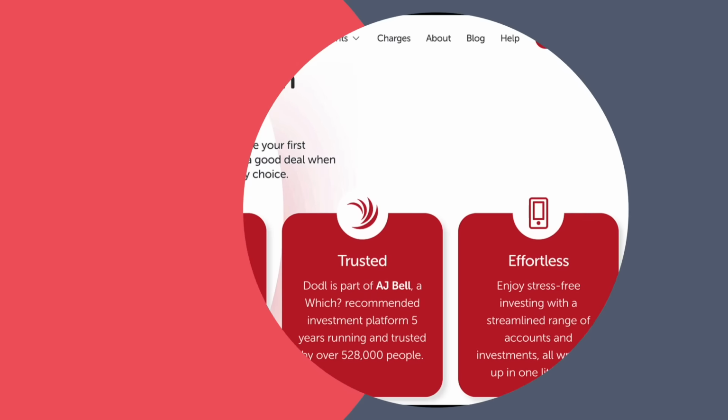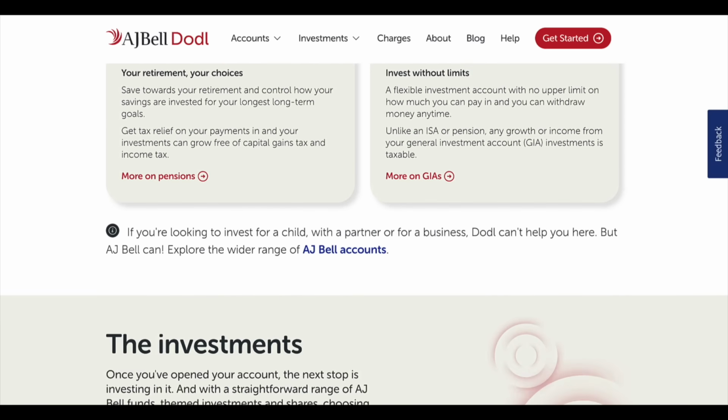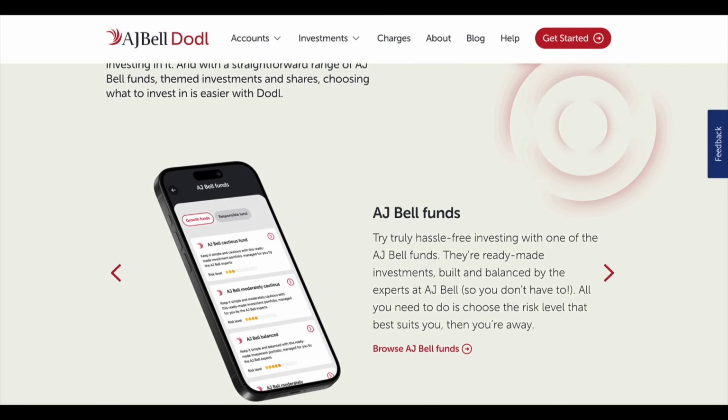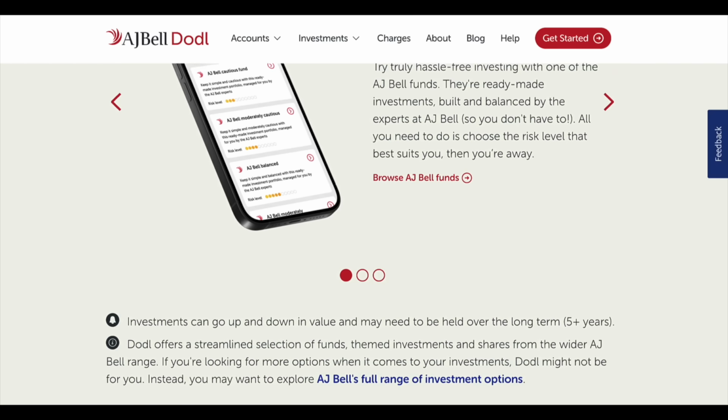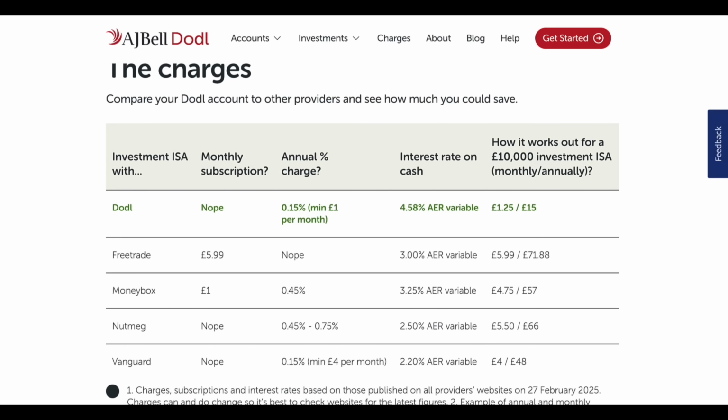Down the other end, Bell Dodl is a new and interesting platform. It's an app-only platform, so that might appeal to some. I know that Vanguard Investor now does have an app that you can use. It didn't have one when it launched the platform, but having used it, it's pretty simple and it doesn't do all that much. So Bell Dodl is a little bit more impressive.